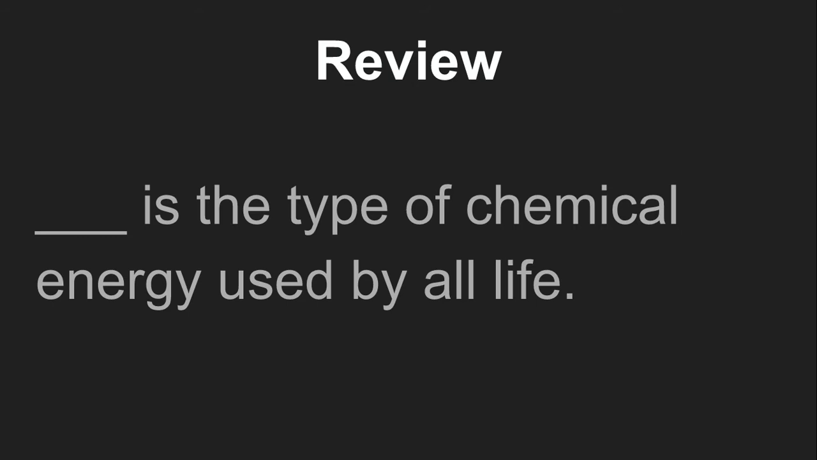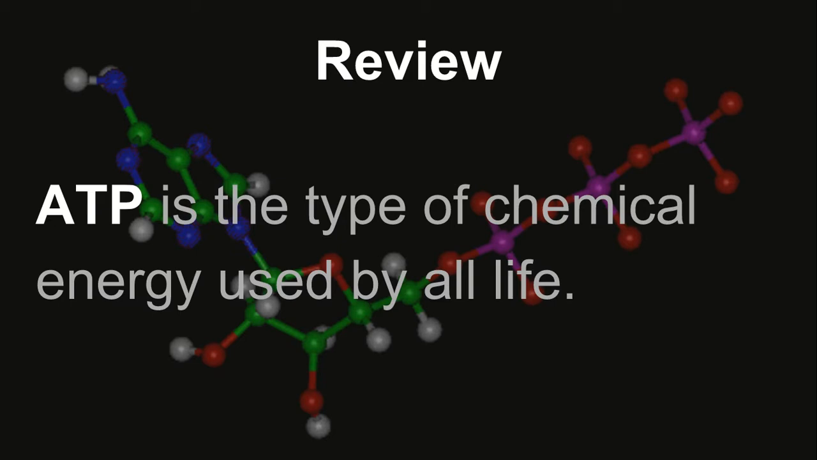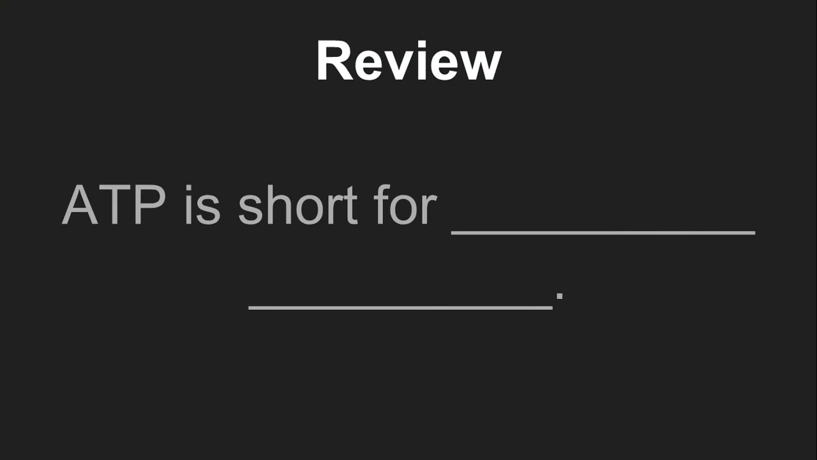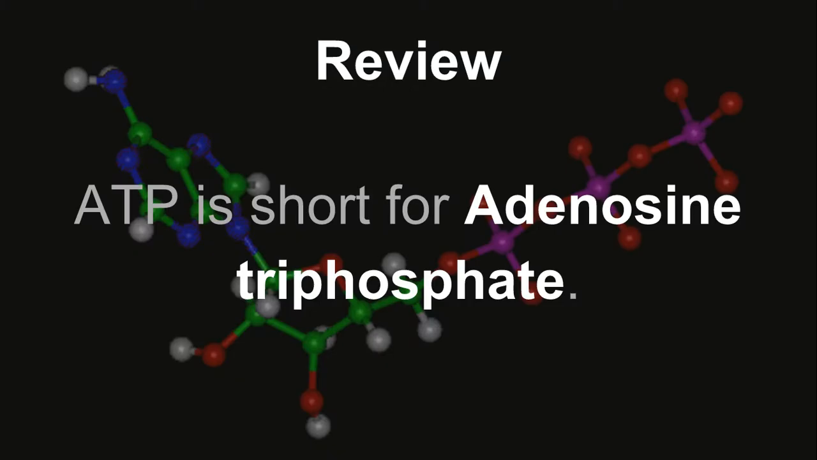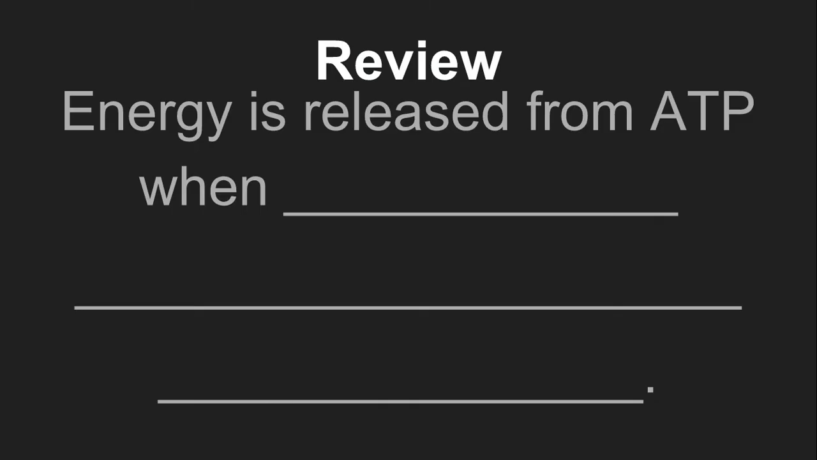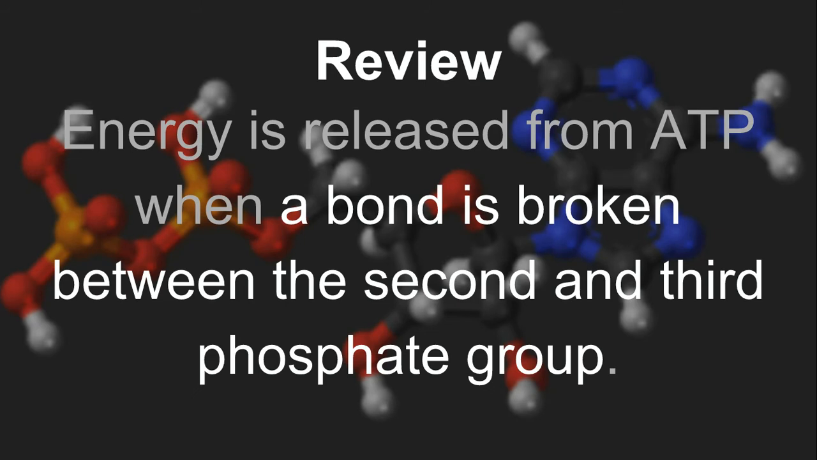So let's review really quickly. Blank is the type of chemical energy used by all life. ATP is the type of chemical energy used by all life. ATP is short for blank. ATP is short for adenosine triphosphate. Energy is released from ATP when blank happens. Energy is released from ATP when a bond is broken between the second and third phosphate group.